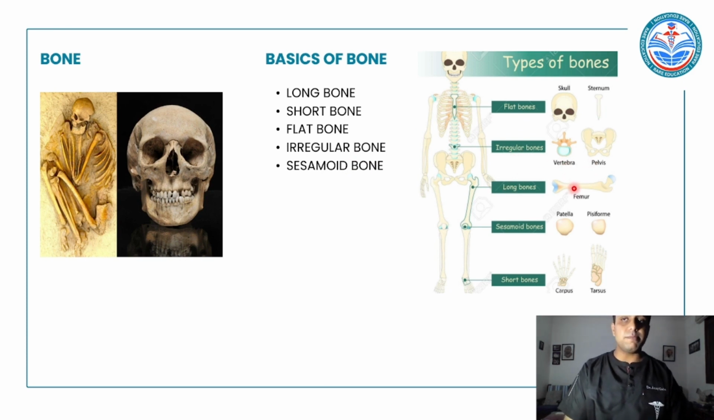For long bone, remember femur, humerus, your phalanges. These are all long bones. Sesamoid bone has two examples, that is patella and pisiform. And for short bone, there are two examples, that is the carpal bone and the tarsal bone. So carpal, it can also be written as carpus, no worries. So singular is carpus, all are carpal. So next is tarsal bone, that is in the feet.